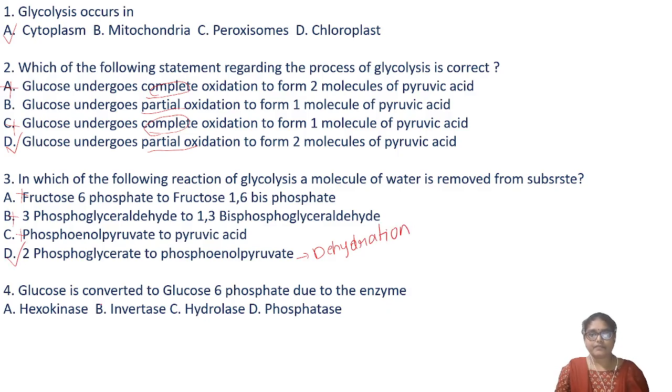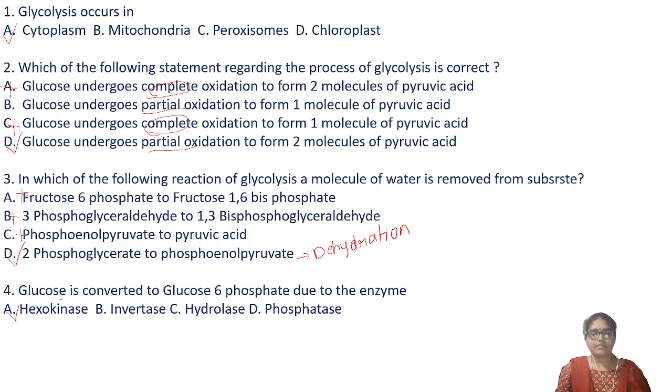Option D is correct. Glucose is converted to glucose 6-phosphate due to which enzyme? Option A, hexokinase, B, invertase, C, hydrolase, D, phosphatase. Phosphatase is involved with the phosphate group. Hydrolase is involved with the removal or adding of a water molecule. Invertase is inversion of the compound. Hexokinase is the right answer.